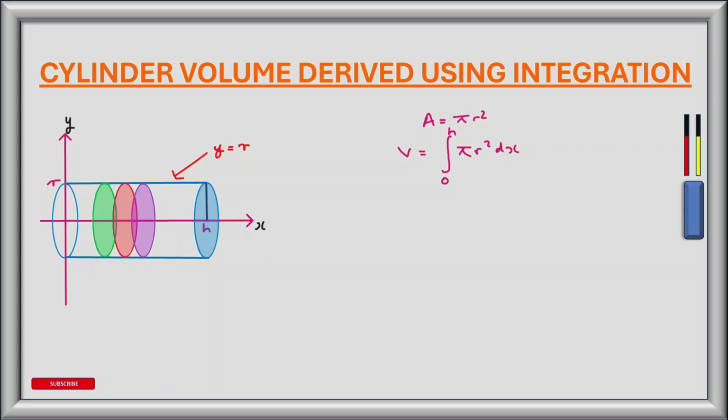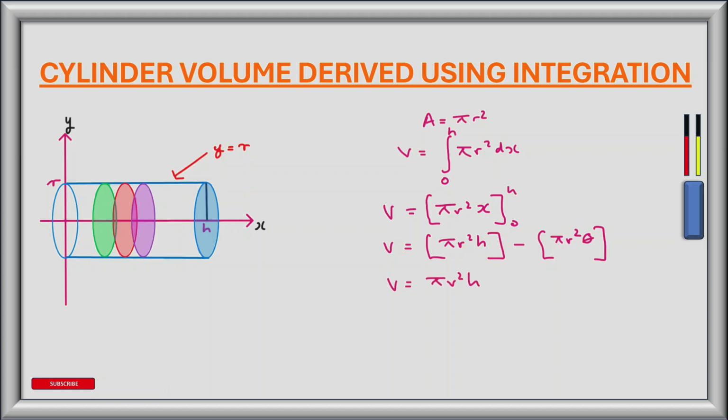If we now evaluate this integral, the volume of the cylinder is equal to pi r squared x, obtained using the power rule of integration, and that is from 0 to h. So the volume of the cylinder is equal to pi r squared, substituting h in for x, minus pi r squared, and if we put 0 in for x, we get the volume equal to pi r squared h. So that's the volume of the cylinder derived using integration.